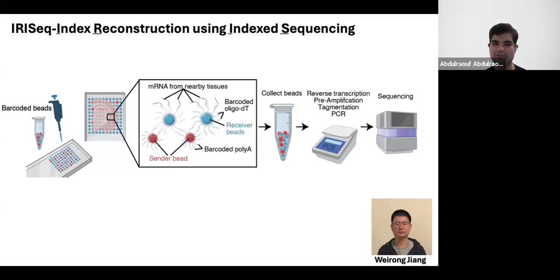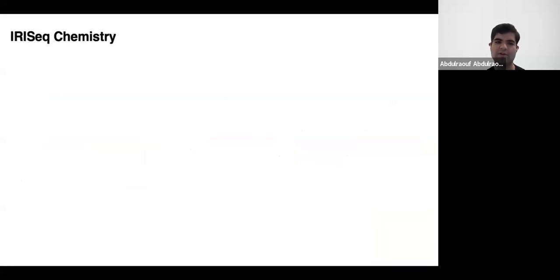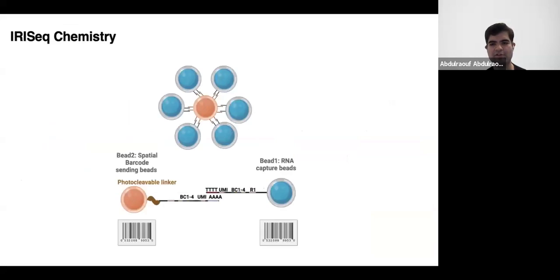And then you put the tissue, and then you capture the RNA as well, and you do reverse transcription, and you submit it for sequencing. All of this takes a few hours. Actually, it could be done in a span of a day if you start out early in the morning and finish it, but it's up to the user. It's very easy. You could do multiple tissue sections or increase the array size as well. I'll just go over the chemistry of IRISeq.